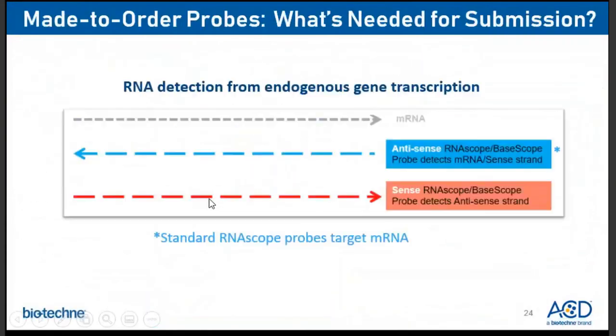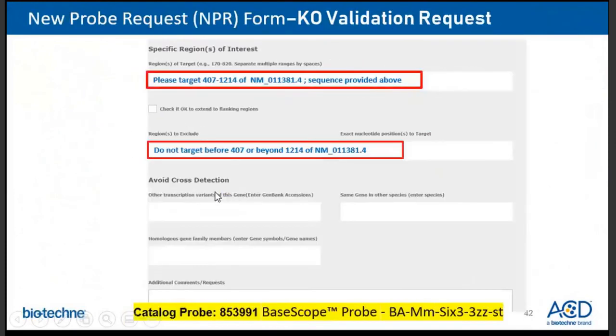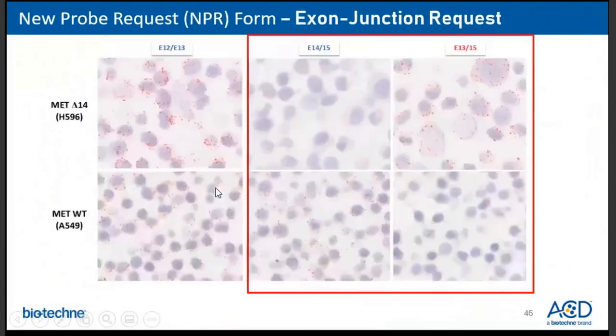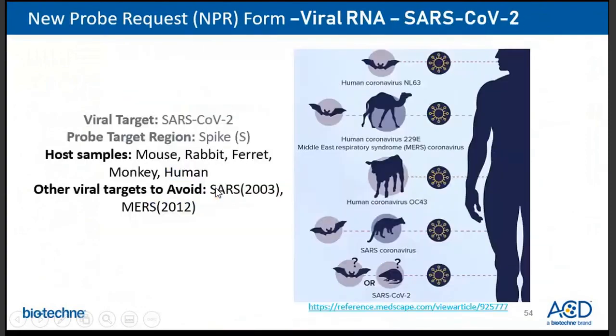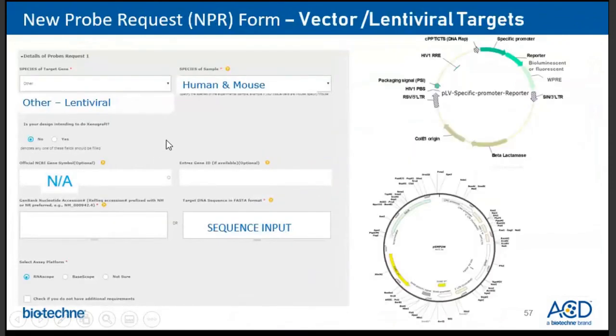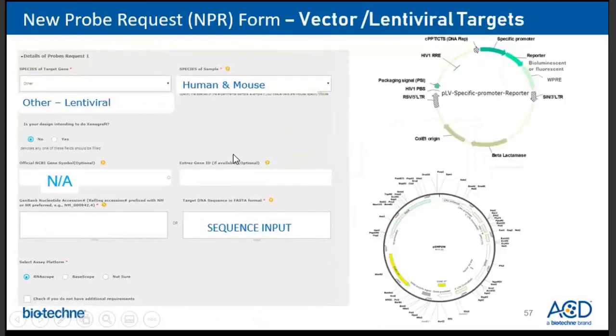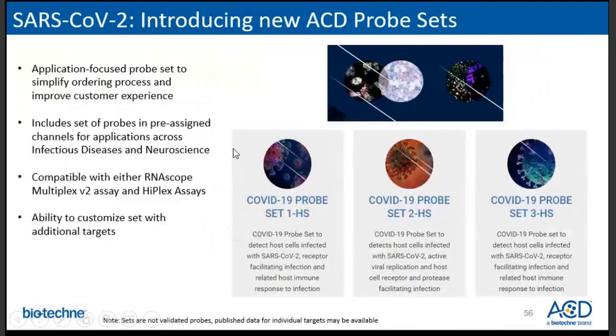Okay, so I think we can move on to the COVID-19 or the SARS-CoV-2 requests. Those requests are really important just to know exactly what you want to target and what you want to avoid, as stated. But we also have new ACD probe sets for the SARS-CoV-2, and those can be found in different probe sets here. We have 3 sets that are available, and if you're interested in those sets, please let us know.